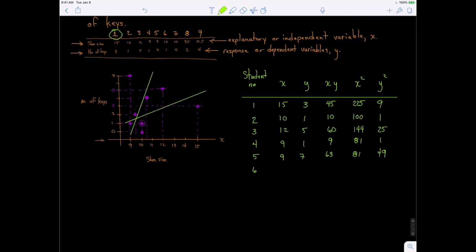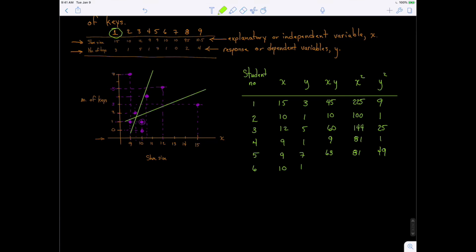Student 6 is a 10, 1. So 10 times 1 is 10. 10 squared, 100. 1 squared, 1. Student 7 is a 10, 0. So that'd be 10 times 0, that's 0. 10 squared is 100. 0 squared is 0.